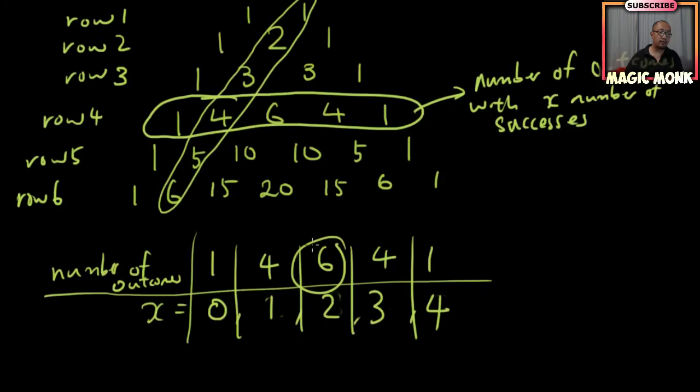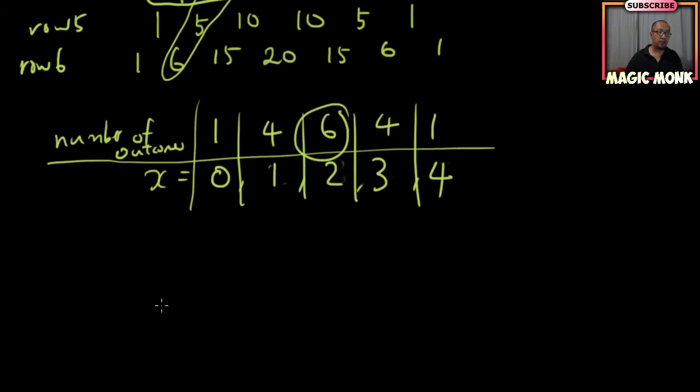Now, there are a few more complications. Okay, and that is that the probability of success and the probability of failure might change. So far we've been working with 0.5, 0.5. What if we change it up to 0.6 for the probability of success and 0.4 for the probability of failure?